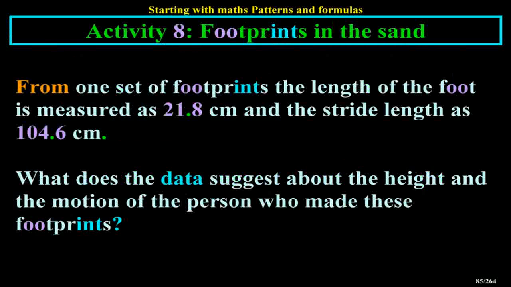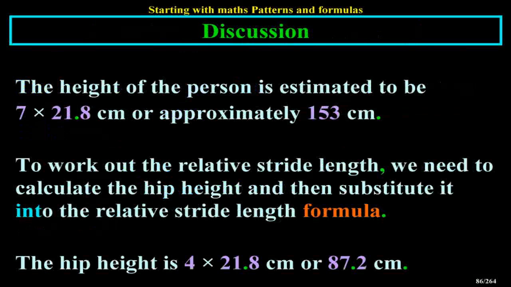Activity 8. Footprints in the sand. From one set of footprints the length of the foot is measured as 21.8 centimeters and the stride length as 104.6 centimeters. What does the data suggest about the height and the motion of the person who made these footprints? Discussion. The height of the person is estimated to be 7 times 21.8 centimeters, or approximately 153 centimeters.